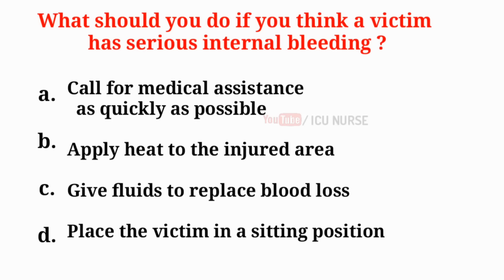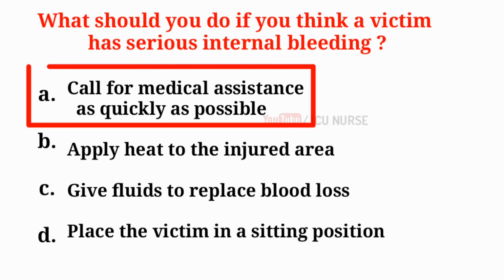What should you do if you think a victim has serious internal bleeding? A. Call for medical assistance as quickly as possible. B. Apply heat to the injured area. C. Give fluids to replace blood loss. D. Place the victim in a sitting position. And the correct answer is A. Call for medical assistance as quickly as possible.